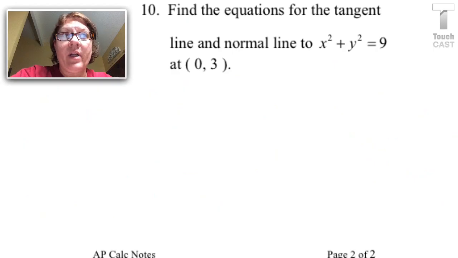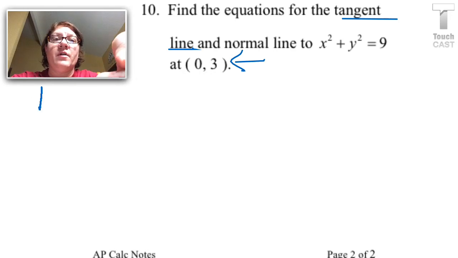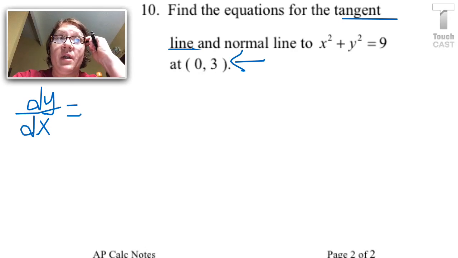So on this last one, I want the equation for the tangent line. Remember, to get the equation of a tangent line, I need two things, a point and a slope. So clearly, I already have the point. Now I have to find the slope, and in order to find the slope, I've got to do the first derivative. But when I try to take the derivative of this, I notice, ooh, that's icky, I can't get y by itself, so I'm going to have to take the derivative implicitly.